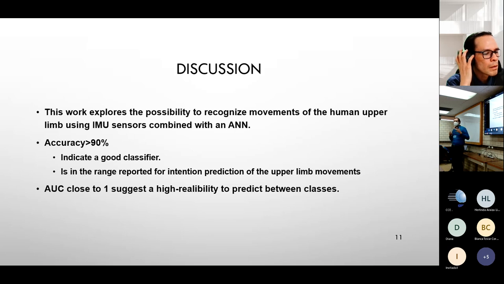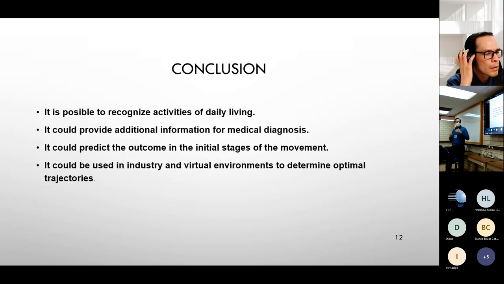The range reported for the intention prediction of the upper limb movements is around the same values that we acquired for our accuracy, so it could be used to determine which movement we are doing in the initial stages of the movement. And the values of the area under the curve close to one indicate that it has a high reliability to predict between different classes with the patterns that we propose.